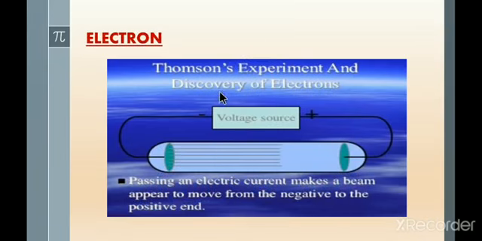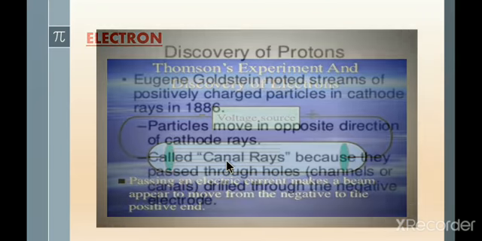Thomson discovered electrons, which are negatively charged particles present in the atom. He took a gas discharge tube, which is known as cathode ray tube, and on passing electric current, it makes a beam appear to move from the cathode, that is the negatively charged electrode, to the positive end. He named these rays as cathode rays, which consist of electrons.